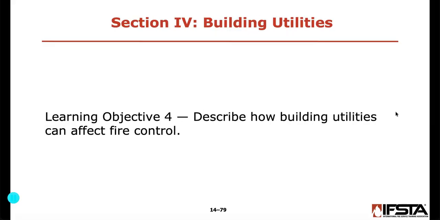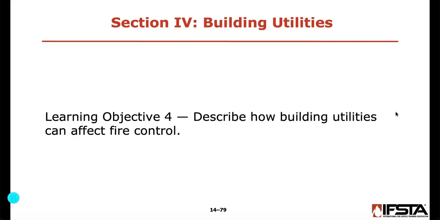Okay, we're going to move on to utilities. So as far as utilities go, we really want to control utilities. When we talk about utilities, gas, electric, we want to get those shut off early because both of those could cause problems during a fire. Water is another type of utility.